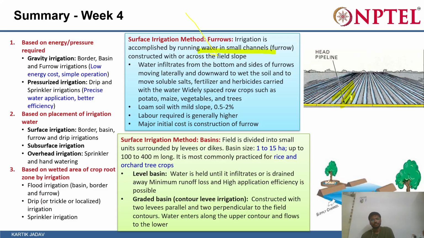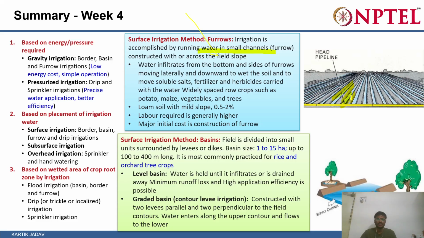And in general, loam soil with a mild slope of around 0.5 to 2%. Labor required is quite high in each one of the surface irrigation systems. The major initial investment cost in this is just construction. Then the second one is a basin.